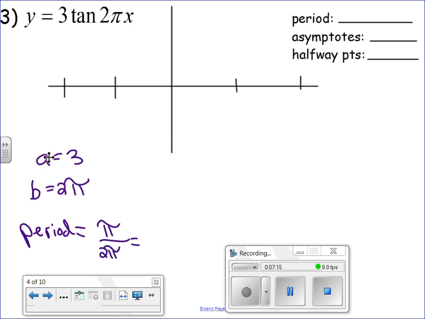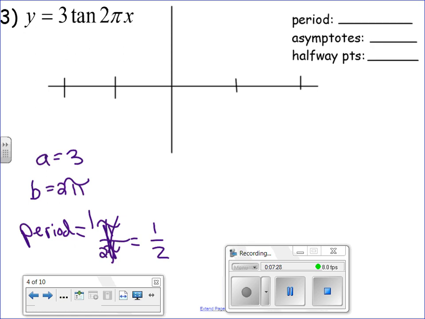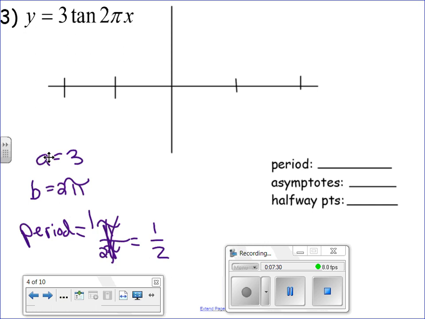So what is pi over 2 pi? 1/2. The pi's go away. There's an invisible 1 right here. So it's just 1/2. The period is 1/2. I might have to pull this down. I'm afraid my board's not lined up in the corner very well. Now here's how tangent graphs work. They kind of hug the origin a little bit more. Their asymptotes are going to be from this hash mark to this hash mark. So those are my 2 asymptotes.